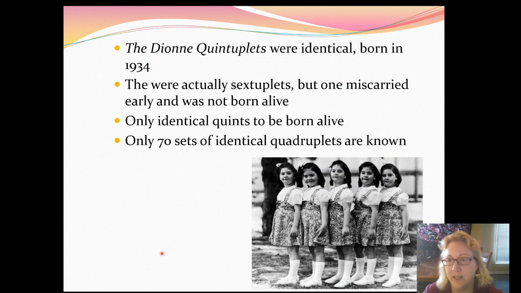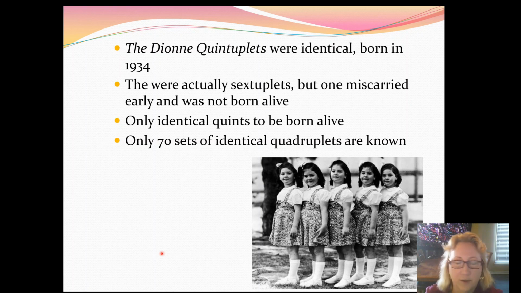The most identicals that have ever been born and survived, or that we even know of, are the Dionne Quintuplets, who were born in 1934. There were 5 identical girls, and there was actually a 6th identical who died during the pregnancy and was not born alive. They're the only identical quints known to be born alive. Of course, it's quite recent.